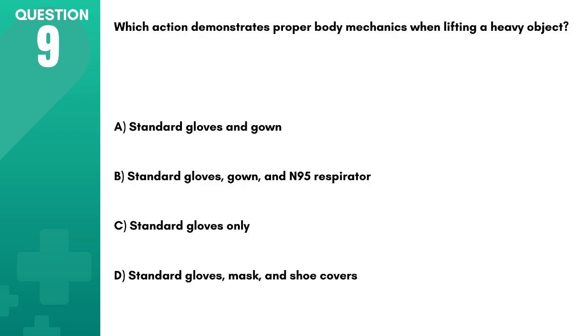Question 9. Which action demonstrates proper body mechanics when lifting a heavy object? A. Bending at the waist with straight knees. B. Lifting with the back muscles. C. Keeping the feet close together for balance. D. Bending at the knees and keeping the back straight.